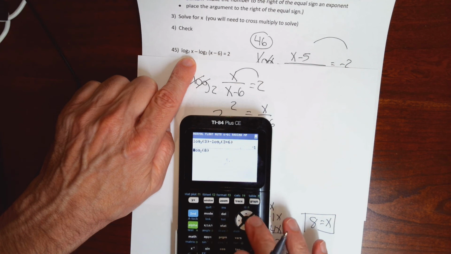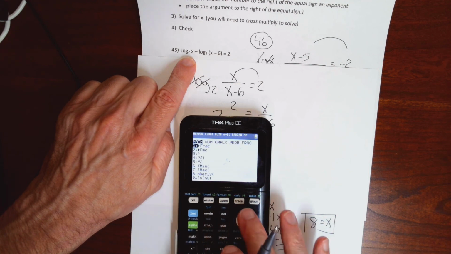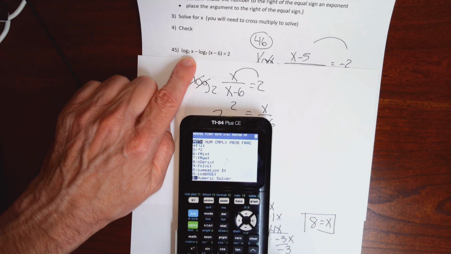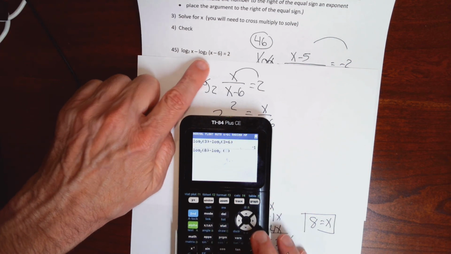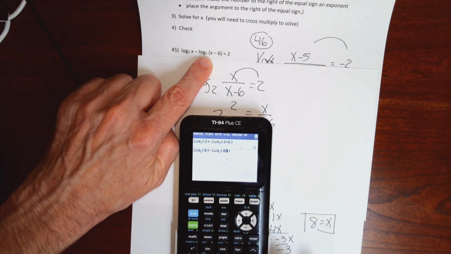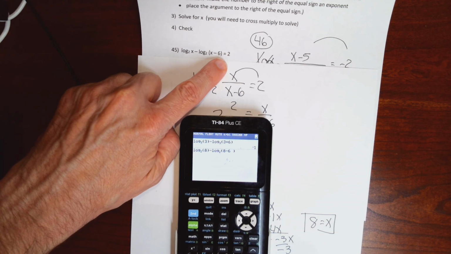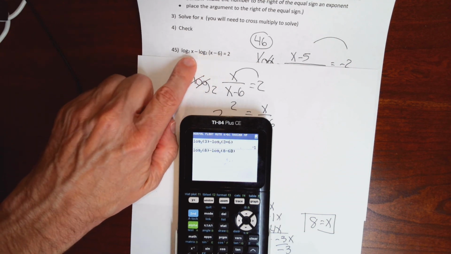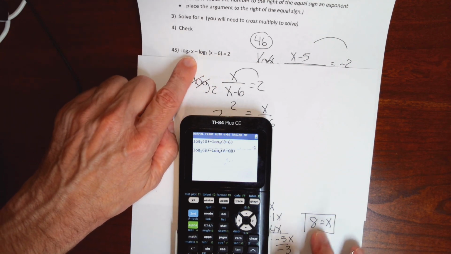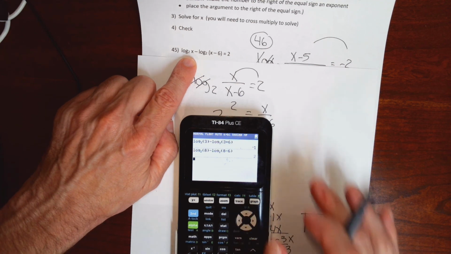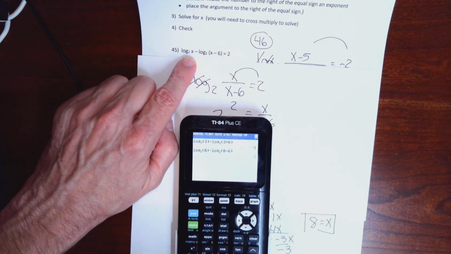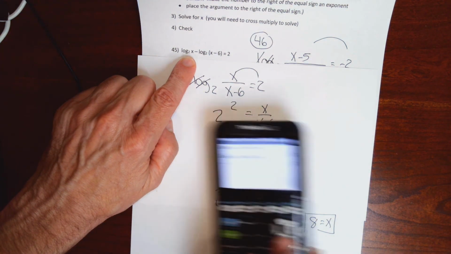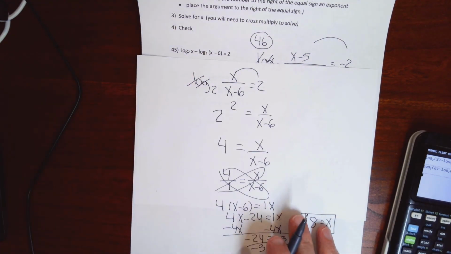Log base 2 of 8 minus the log base 2 of 8 minus 6, changing that x to 8. And when I hit enter, it better equal 2 because I'm entering 8 for the x's on the left-hand side, and the right-hand side is 2. So it works perfectly. I can check it with my other calculator, but I won't.